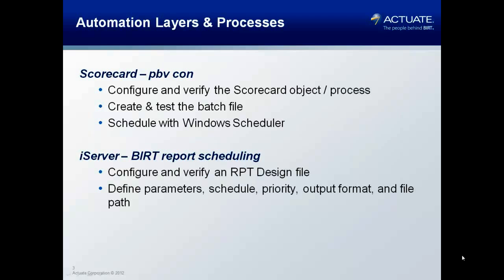Automations can occur at different layers within the product stack. So let's look at each layer and the process for configuring an automation independently. First is the scorecard layer, where we'll be using the command line utility pbvcon to execute our automations. In order to do that, we need to first configure and verify the scorecard object or process that's going to be automated. Then we can create and test the batch file which calls that scorecard object. And finally, we can schedule that process with Windows Scheduler.